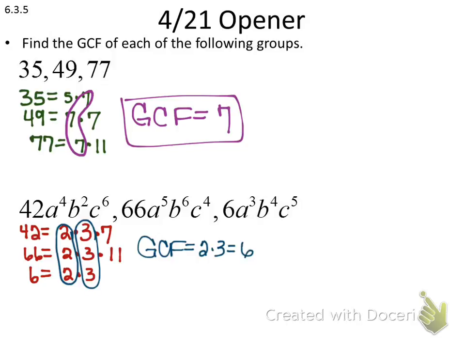Okay? From here, I now need to look at my variables. Do they all have an a in common? Yes. What is the variable with the smallest exponent? 3. So a to the third. Do they all have a b in common? What's the one with the smallest exponent? 2. And then do they all have a c in common? Yes. Which is the variable with the smallest exponent for c? 4. So c to the fourth. So the greatest common factor is going to be 6a cubed b squared c to the fourth.